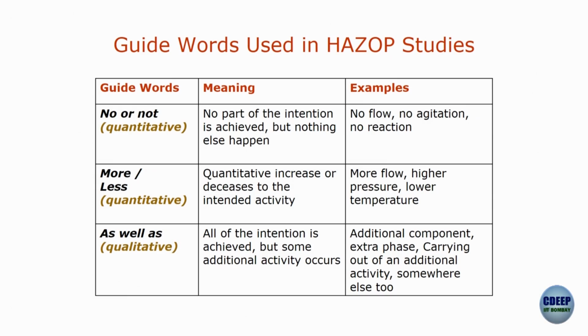As well as is a qualitative guide word. It means all the other intention is achieved, but some additional activity also occurs. Suppose you have a line which is pumping, let's say, a hydrocarbon X. Now when I apply the guide word as well as plus flow, it means apart from that hydrocarbon X, Y is also coming. So, that is a deviation. You have not designed it for that. Under normal conditions, only X should be coming. So, apart from that, Y is also coming.